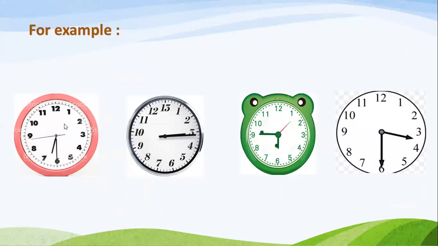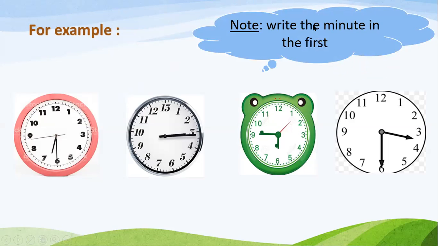Now look at the long hand. Here we had said that in analog clock we write the minutes first. Here the long hand points to 6. Let's tell the 4 main directions together: o'clock, half past, quarter past, quarter to.